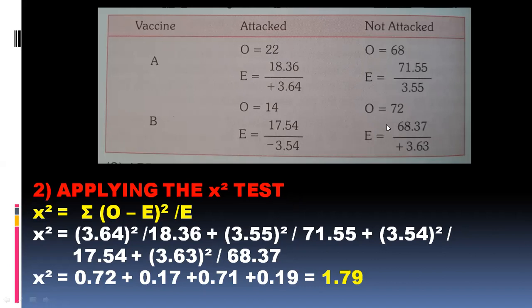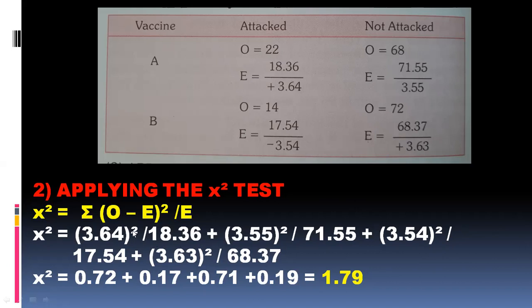For this observation, actually here it is 68 minus 71.35, so it comes to 3.55. So the difference is already given here. So 3.55 square divided by 71.55, that is the expected. Plus for this, the difference is minus 3.54 square divided by the expected 17.54. And for this also, we have to put the values like 3.60 square divided by 68.37. So each of these formulas will give one chi-square.